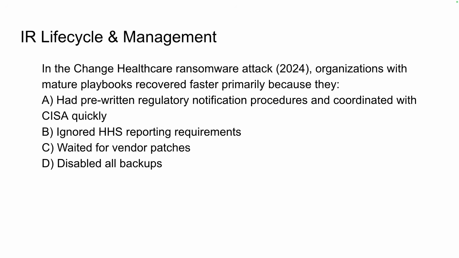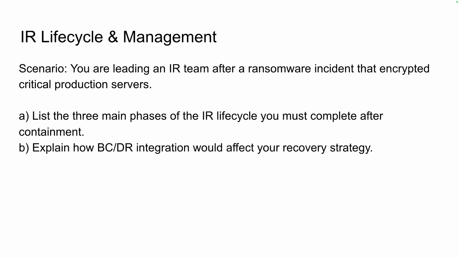In the Change Healthcare ransomware attack in 2024, organizations with mature playbooks recovered faster primarily because they had pre-written regulatory notification procedures and coordinated with CISA quickly, ignored HHS reporting requirements, waited for vendor patches, or disabled all backups. So D is not right. They also didn't wait for vendor patches, because if they did, then they wouldn't be recovering faster. And disabling all backups is stupid, so that's not it. Ignoring the reporting requirements is also not the answer. So the only answer can be that they had pre-written regulatory notification procedures and coordinated with CISA. Very good.